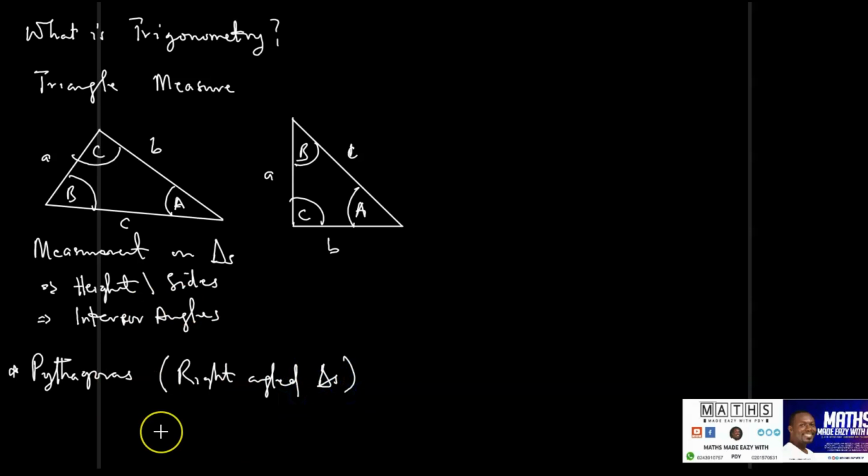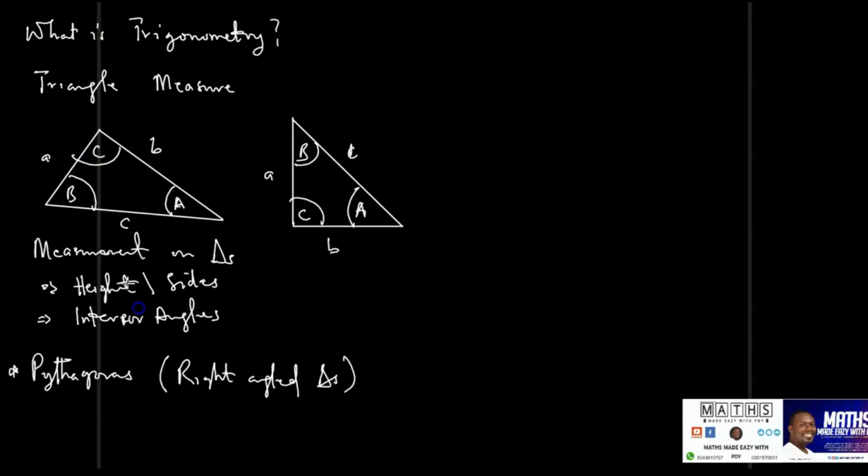And we know what a right angle triangle is. Yes, can someone give me a simple definition for a right angle triangle? Yes? A right angle triangle is a triangle that has one of its interior angles as 90 degrees. Thank you. That is so perfect. So a right angle triangle is simply a triangle having one of the interior angles exactly as 90 degrees.